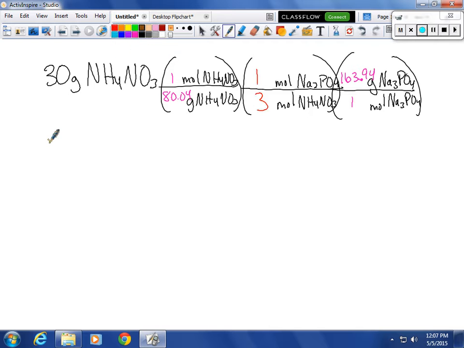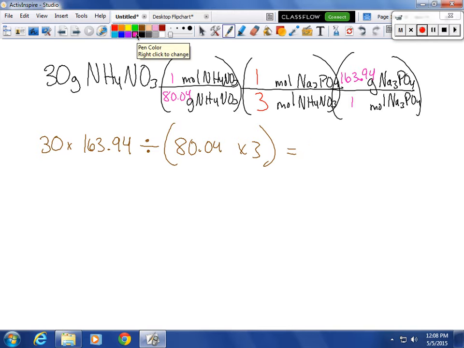So in your calculator, this is what I would do. I would do 30 times 163.94 divided by parenthesis 80.04, times 3, close parenthesis, and then hit equals. That's going to give you the answer right then. You don't have to do any changing or any equaling. You just plug it in and it gives you the answer. So what is it to 2 sig figs? Okay, so 20 grams of Na3PO4. Is that my final answer? No, this is what was what?